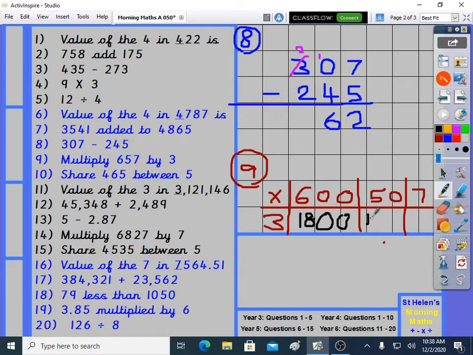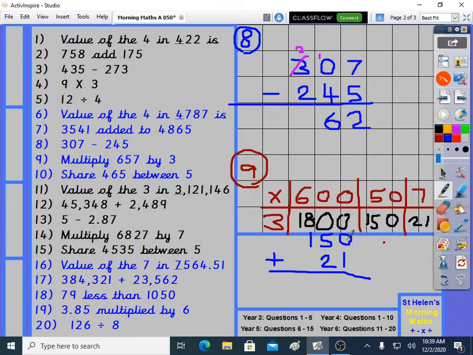3 times 5 is 15. 1 zero to place. 3 times 7 is 21. We'll have to add up the 3 answers that I've written in black. To make that quick, I'll just line up the 150 underneath the 800 of 1,800 and the 21 here, making sure you lined up all the columns.